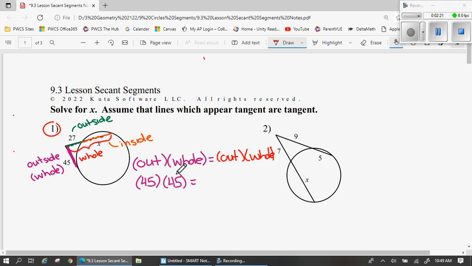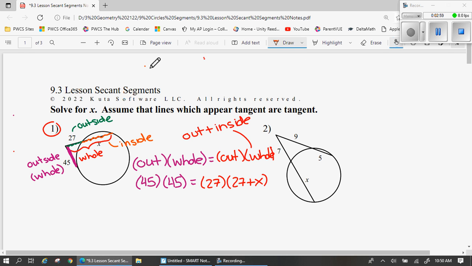So the outside portion of my secant is 27. The whole piece is my outside plus my inside, 27 plus x. So when I have a secant, my whole is the outside plus inside. When I have a tangent, the outside is the same as the whole thing because it's all outside the circle. And so we've used a relationship to write an equation that we can solve to figure out how long that inside piece actually is.